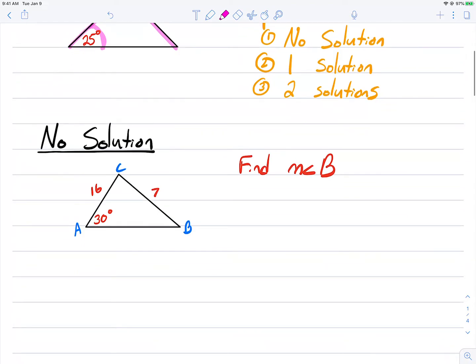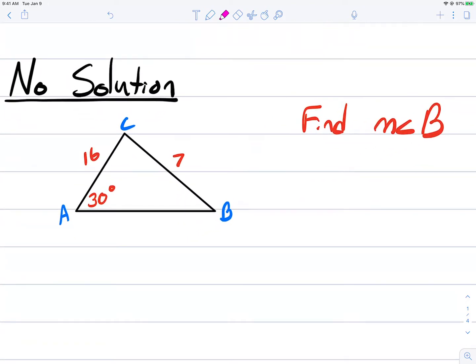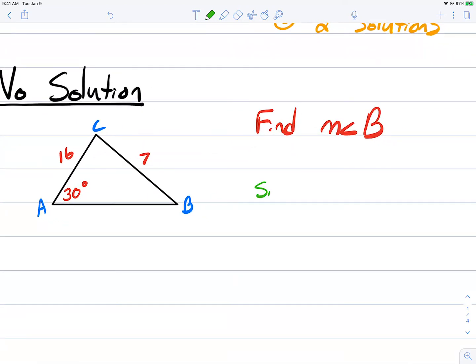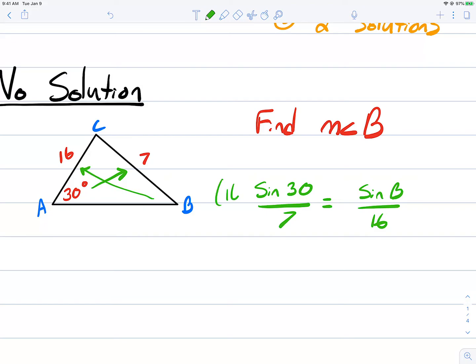This triangle right here has a 30-degree angle, and its two sides are 16 and 7, and the 30 is not included. If I wanted to find the measure of angle B with my law of sines, I would first have the sine of 30 over 7, remember, because the angle and its opposite side make a ratio, and the sine of B over 16, so the angle and its opposite side. If I were to solve for the sine of B, I'd first multiply both sides by 16, and I'd have that the sine of B equals 16 times the sine of 30 over 7.